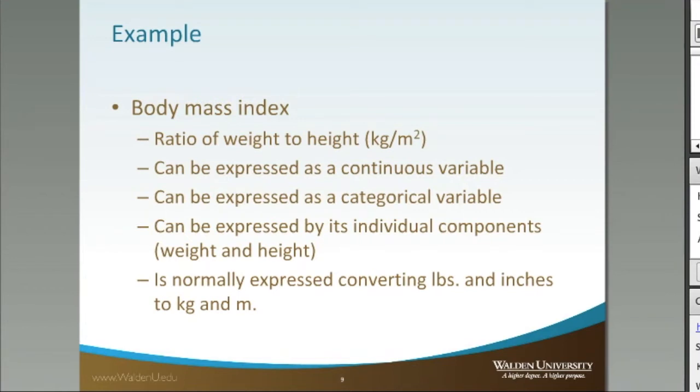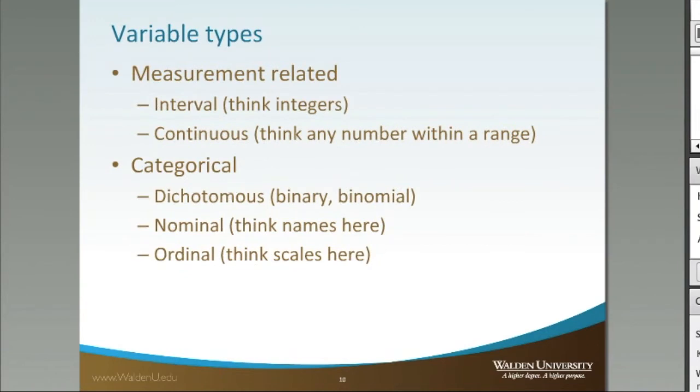With body mass index, you can also express it as the individual components, so the height and the weight separately, again, as continuous variables. And it's also expressed by converting to another measurement system. So it's an example of a kind of complicated variable. If you were doing a test, maybe your dissertation, and you wanted body mass index to be one of your variables, then you would need to put some thought into how you need to collect that. Does that need to be a continuous, or does that need to be a categorical variable? So again, they're measured two ways, or two types.